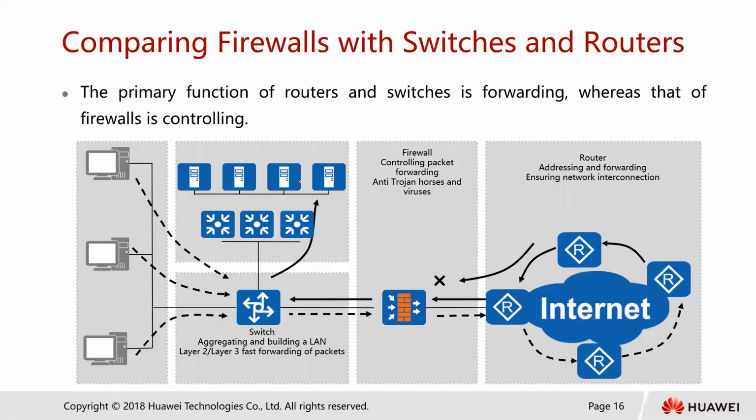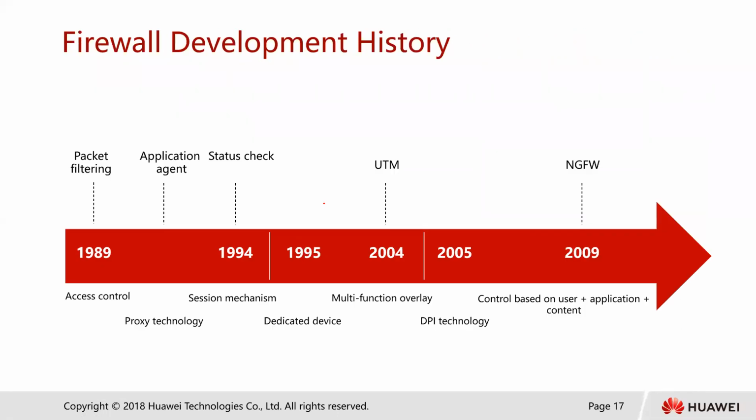All right. Comparing firewalls with switches and routers, the primary function of routers and switches is forwarding, whereas that of a firewall is controlling traffic: this one is permitted to go through, this one is blocked, this one is allowed, this one is not allowed. Whereas for routers and switches, their primary purpose is forwarding.